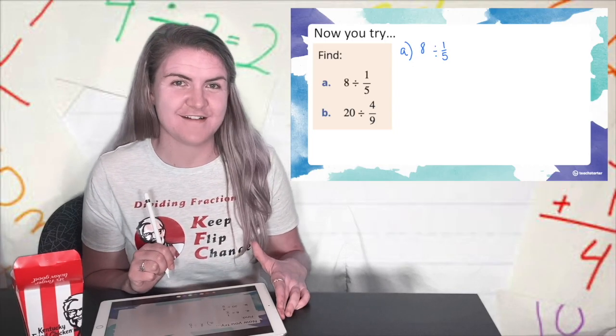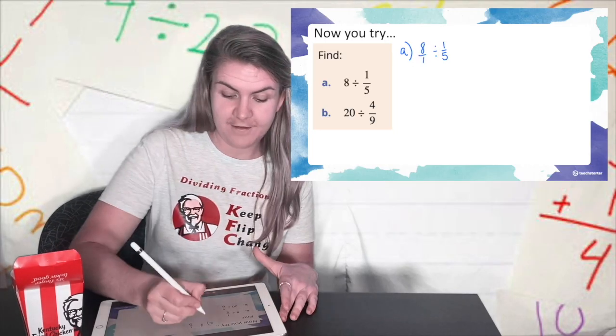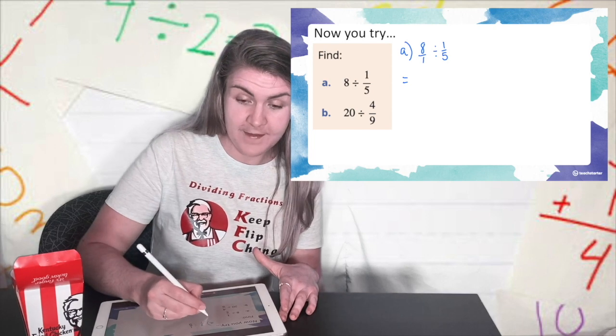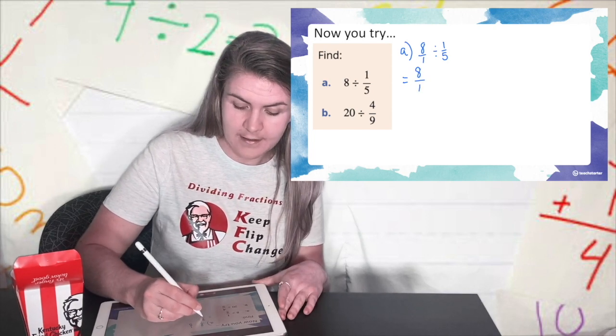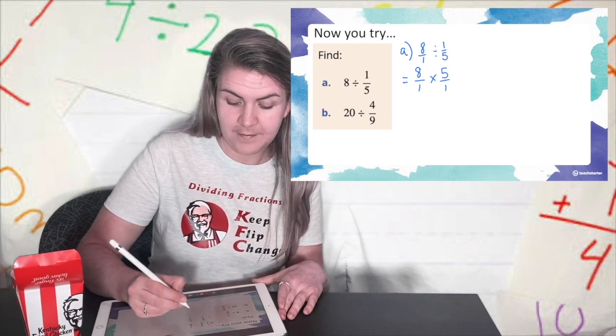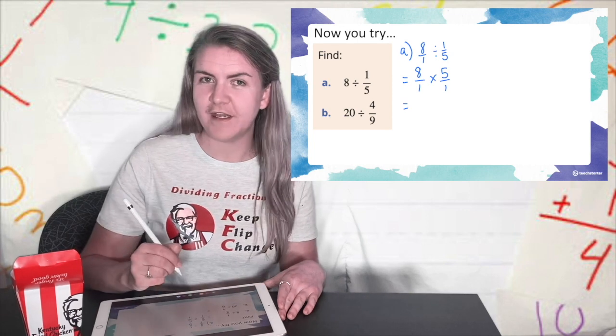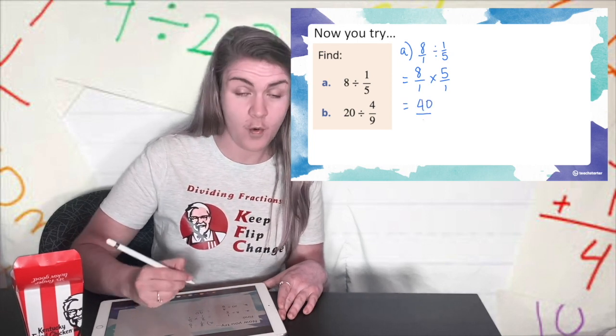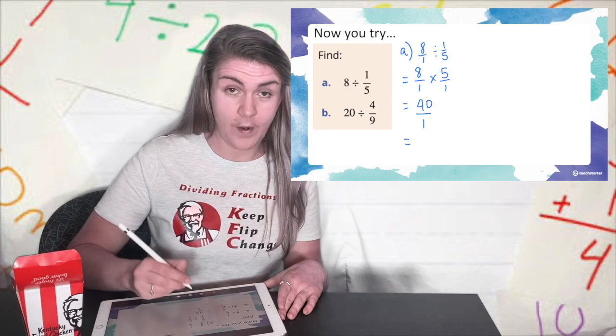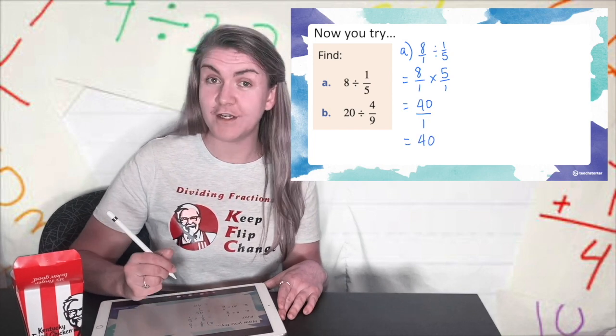Let's quickly check the answers. 8 divided by 1/5. I need to put the 8 over 1. Then I need to KFC. Keep, flip, change. 8 times 5, 40. 1 times 1, 1. 1 goes into 40, 40 times.